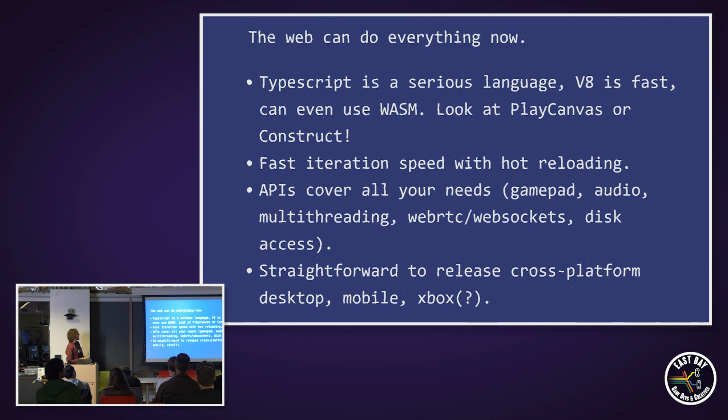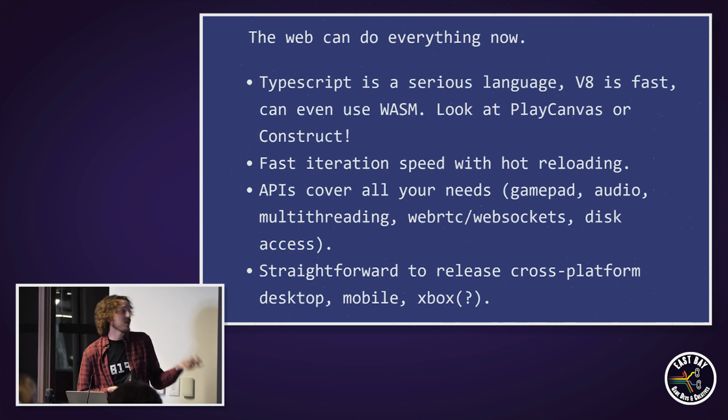Multi-threading's widely supported on the web now. You can do really good networking. There's even disk access APIs on the web now. So if you need to cache stuff to disk, it's straightforward to release cross-platform. Releasing for Windows versus releasing for Windows, Linux, and Mac is no different.